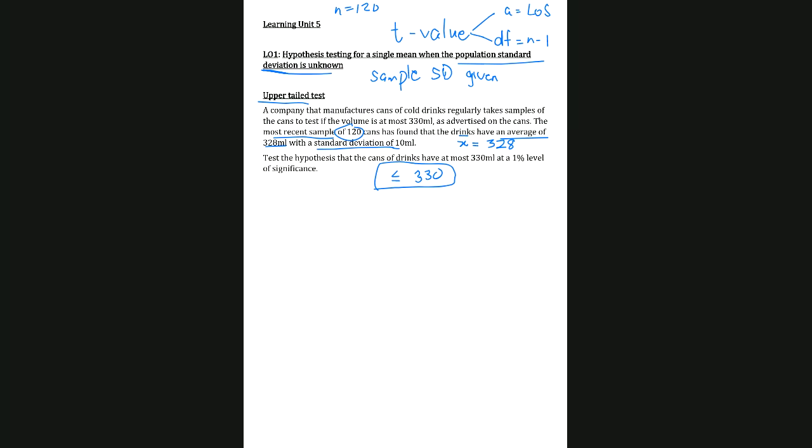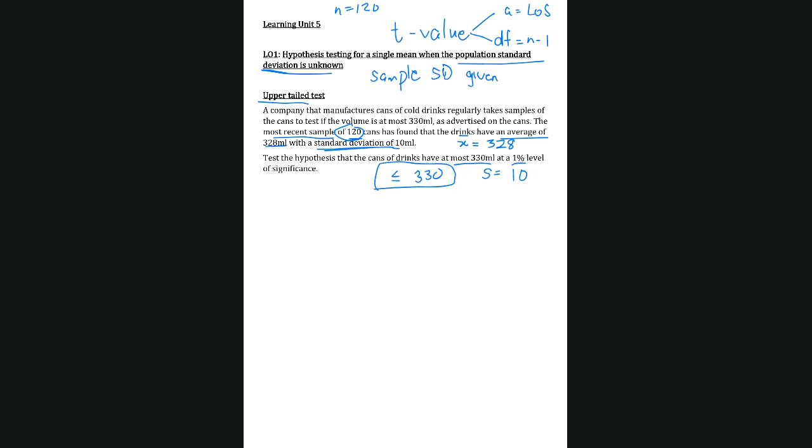But we could also gather that from the fact that they said of the sample of 120 cans, this was found to be the standard deviation. So your sample standard deviation, which is denoted by the symbol S, is then 10 ml. And they asked you to test the hypothesis that the cans of cold drink have at most 330 ml at a 1% level of significance.